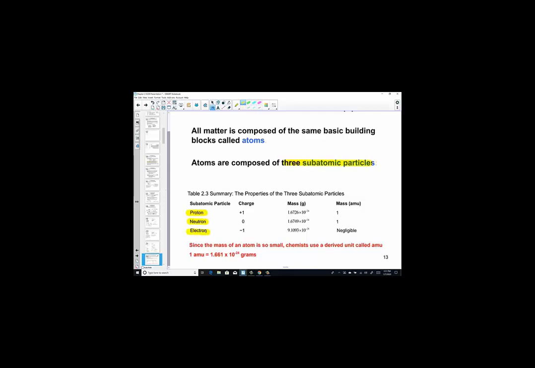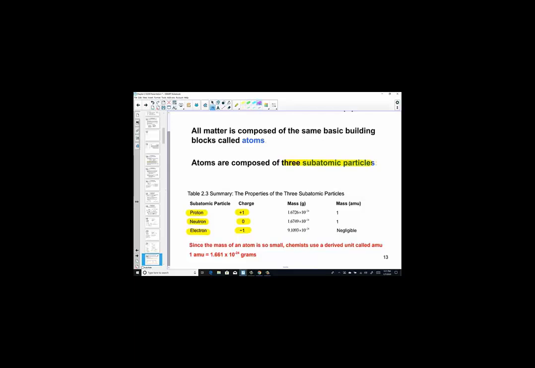Of those 3 particles, the proton bears a charge of +1. A neutron bears no charge. It's called neutral. And an electron bears a charge of -1.